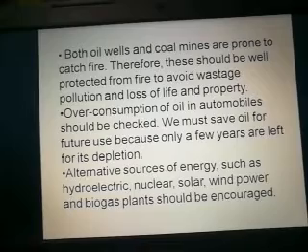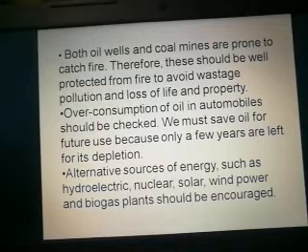Also, the overconsumption of oil in automobiles should be checked. We must save oil for future use because it is an exhaustible, non-renewable resource, and only a few years are left for its depletion.